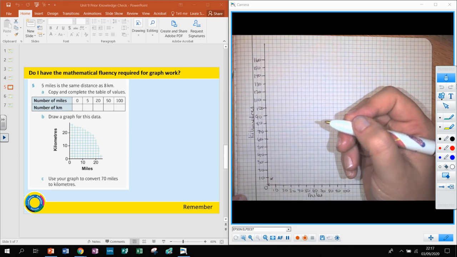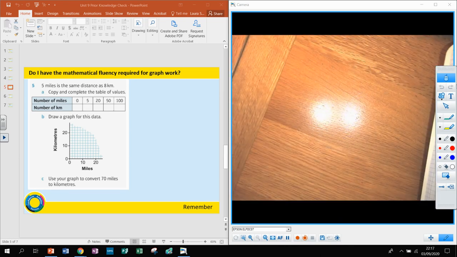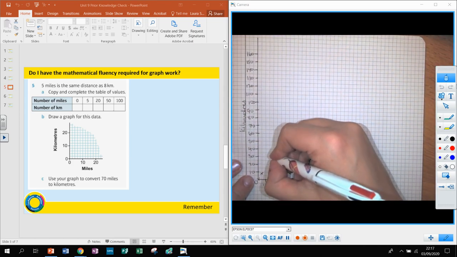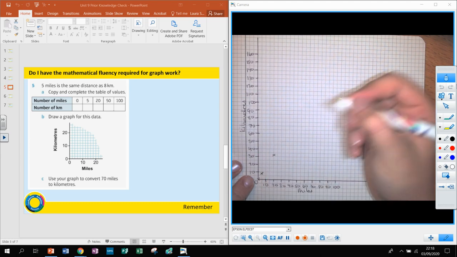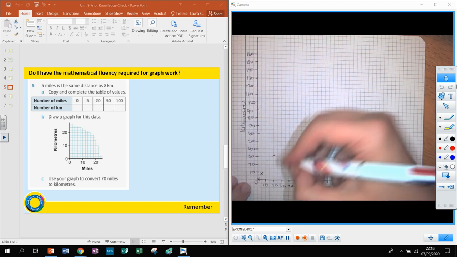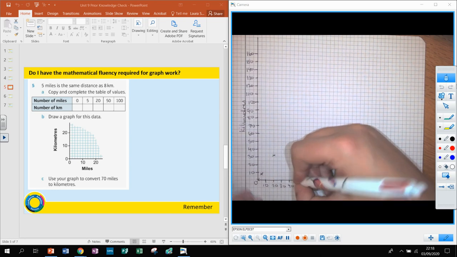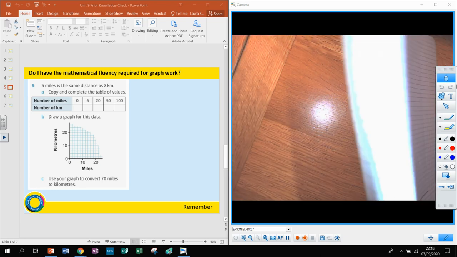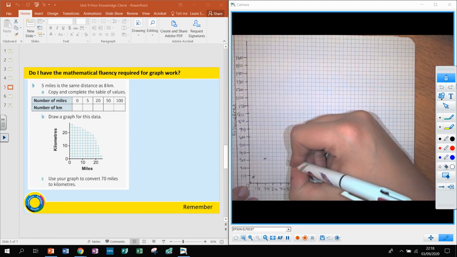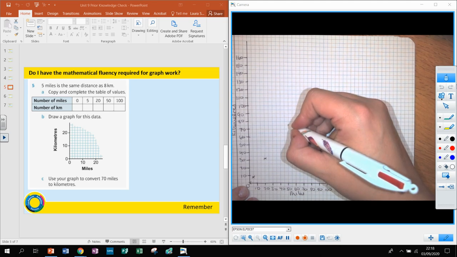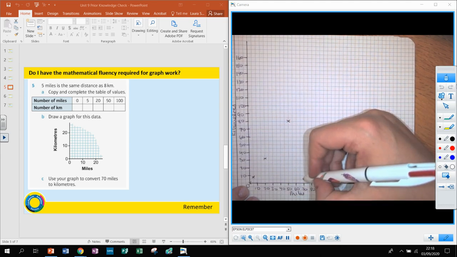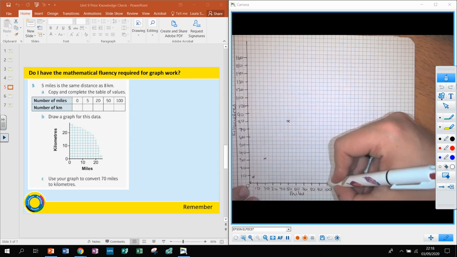And then we had 20. Let me just double check. 20 was 32. So at 20, we're going up to 32, which will put a point there. Then we had 50, which was going up to 80. So 50, luckily, we can do perfectly up to 80. And then 100 was at 160.